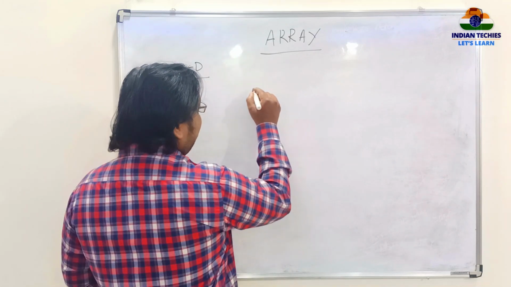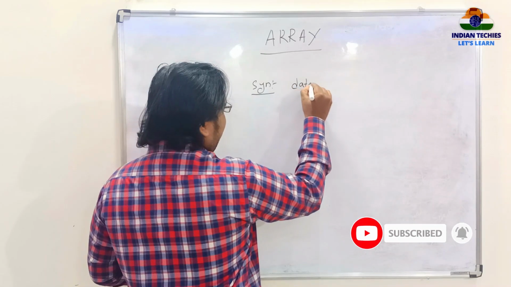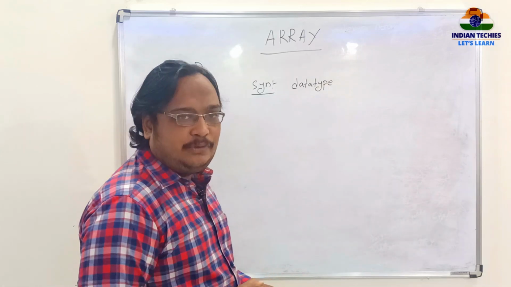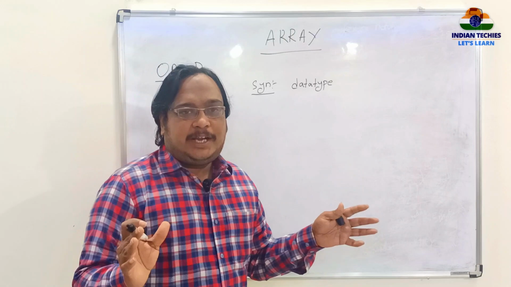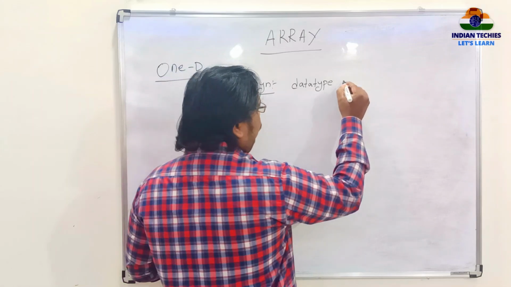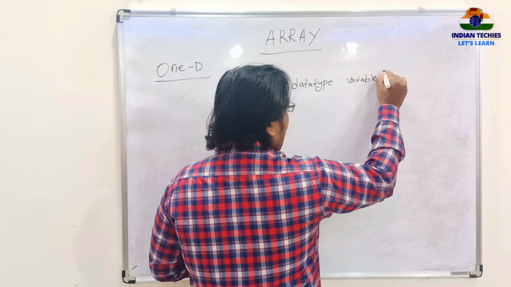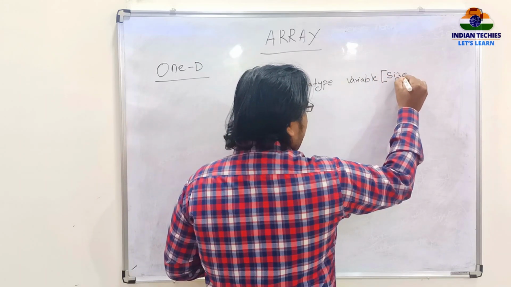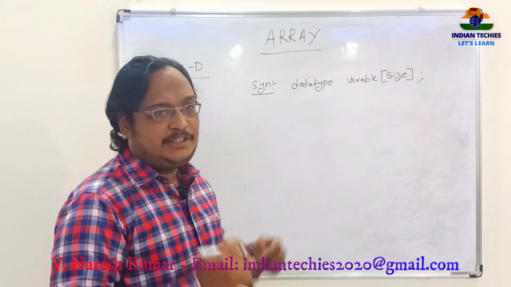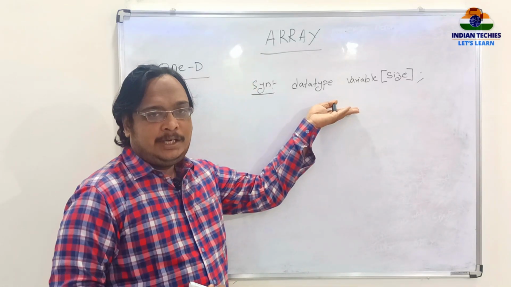Now, the syntax of a one-dimensional array is: first, you have to declare what data type it is, whether it is an integer, a character, a float, or a double. That means whatever type of data you are gathering as one group, you have to declare that data type. For the total group, you have to give a name, which you call the variable name. Next, what is the size of that group? If it is an integer, how many integers do you want? If it is a character, how many characters do you want? You have to mention the size of that group. This is how you declare a one-dimensional array.